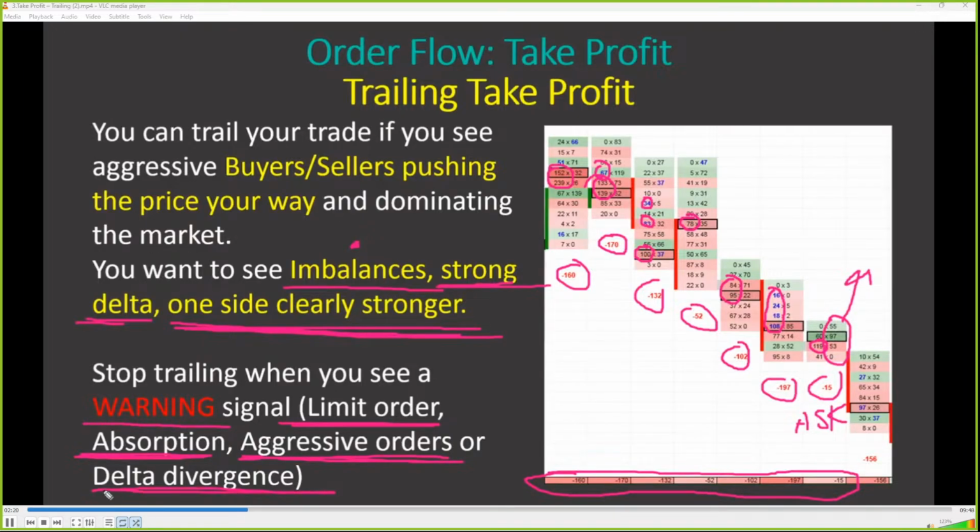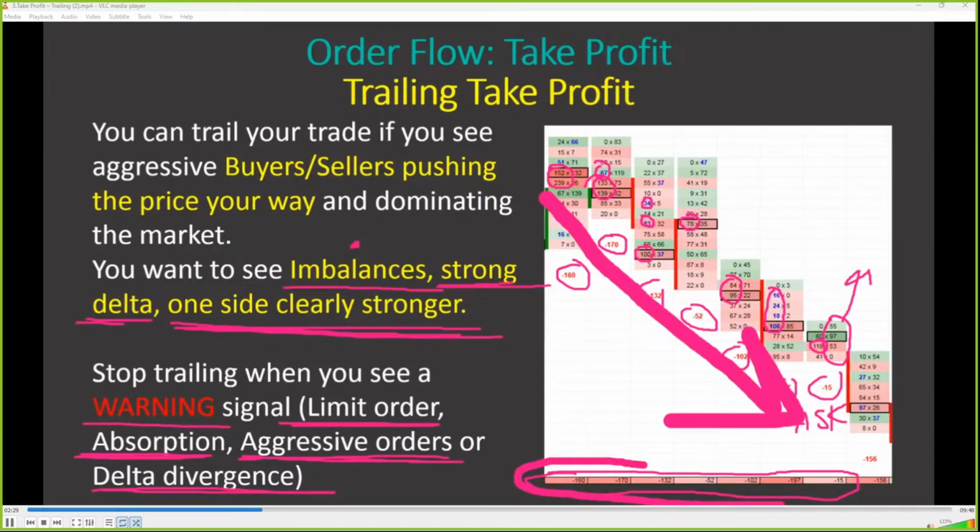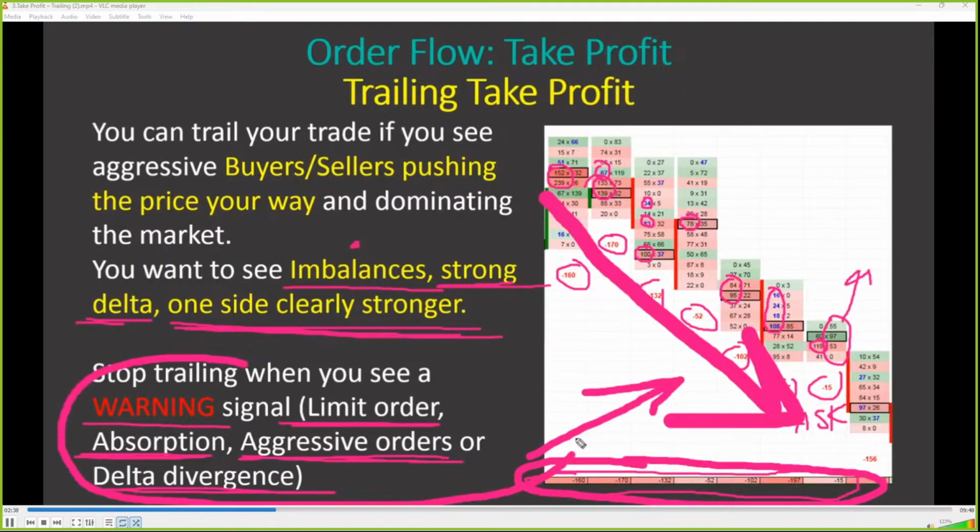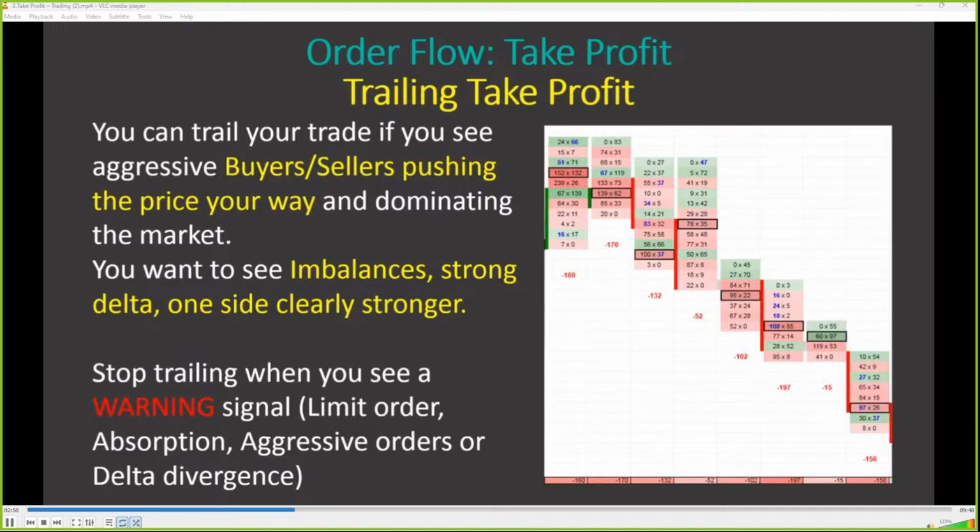And also another warning would be if you saw delta divergence, which would mean price going downwards, but delta rising. So in this case, delta would be rising. You would best see it on the line cumulative delta indicator. All right, so if you see any of those warning signals, then it's best to stop the trailing because those are signs that the trend could turn. All right, so let's now have a look at some examples.